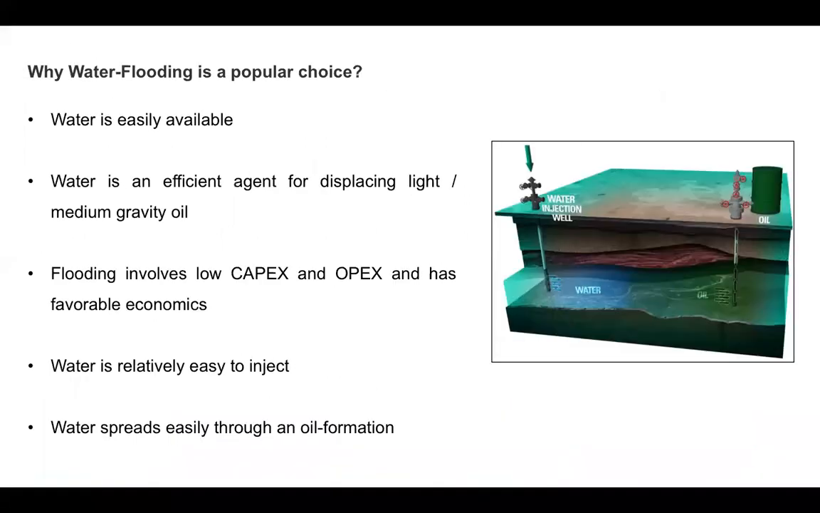Now, let's see why water flooding is a popular choice. So there are 5 points on the screen. A, water is easily available. B, water is an efficient agent for displacing light or medium gravity oil. A very important point is part C: flooding involves low capital expenditure and operating expenditure and has favorable economics. And water is relatively easy to inject. And finally, water spreads easily through an oil formation. So due to all these 5 points, water flooding is a popular choice of EOR.